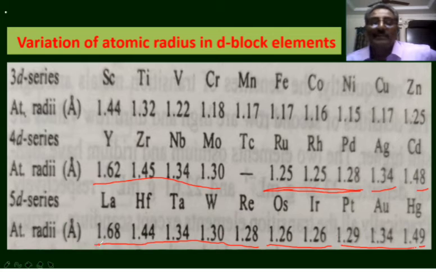In the first few elements, the effect of increasing Z outweighs the screening effect. In the middle elements, the Z effect, that is the effect of increasing nuclear charge, is almost nullified by the screening effect. And in the last elements, the screening effect outweighs the effect of the increase in nuclear charge.